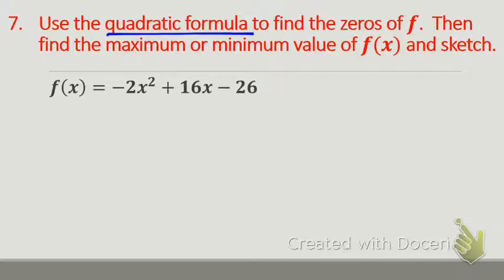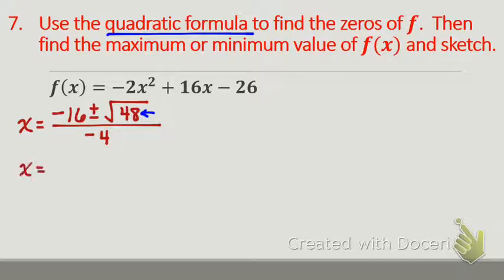All right, so the first thing they wanted us to do was use the quadratic formula. So I have x equals negative 16 plus or minus. What's going to end up under my radical when I simplify that? 48, all over negative 4, because it's 2 times a, right? Can I simplify the square root of 48 at all? What's that going to be? 4 square root of 3.